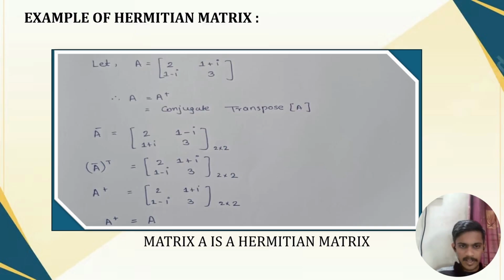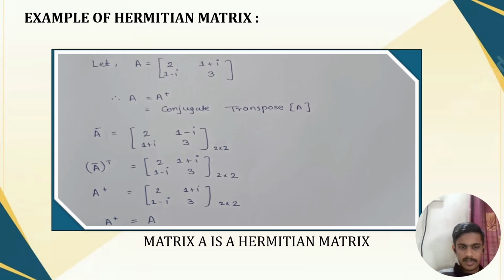Here we will take one example. Let A be a 2 cross 2 matrix, which is [2, 1 plus i; 1 minus i, 3]. We have to check whether this matrix is Hermitian or not. So we have to calculate A dagger, which is equal to the conjugate transpose of A or the adjoint of A. First we will take the conjugate of A, which is equal to [2, 1 minus i; 1 plus i, 3], a 2 cross 2 matrix.